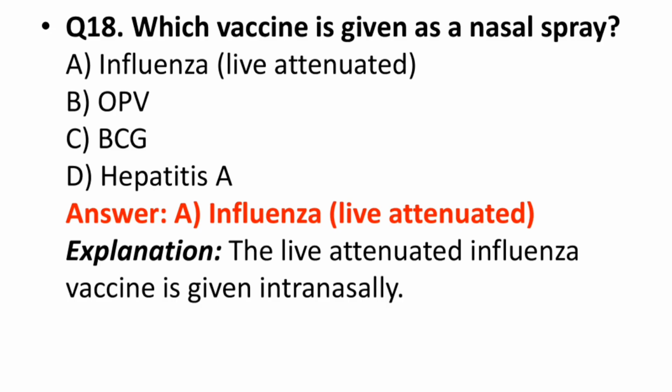Which vaccine is given as a nasal spray? Option A, influenza live attenuated. Option B, oral polio vaccine. Option C, BCG. Option D, hepatitis A. The correct answer is option A, influenza live attenuated. The live attenuated influenza vaccine is given intranasally.